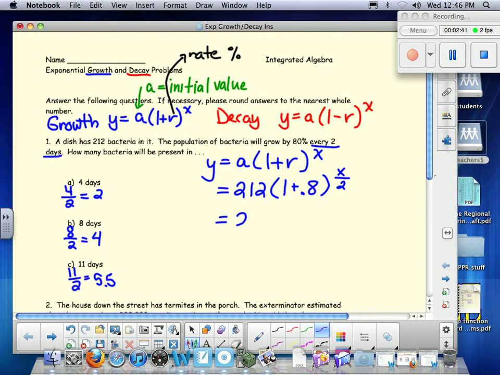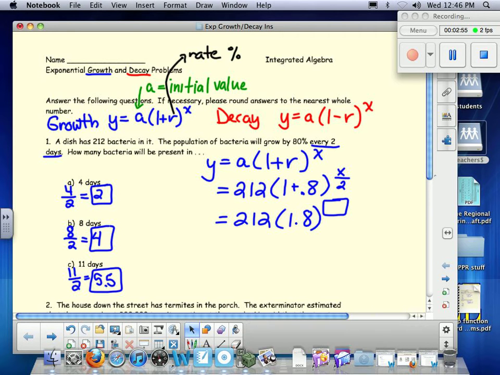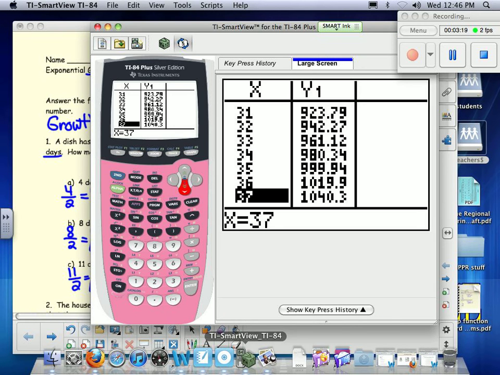So to our handy dandy calculator we can go, and you're going to simply replace the exponent with the 2 that we just found, or the 4, or the 5.5. I'll show you with this one. I'll give you a second to catch up on the writing. You see the second equal sign? You have 1 plus 0.8. Yep, so I just combine those. 100% plus 80% is 180%, or 1.8. Perfect. So to our calculators we go.